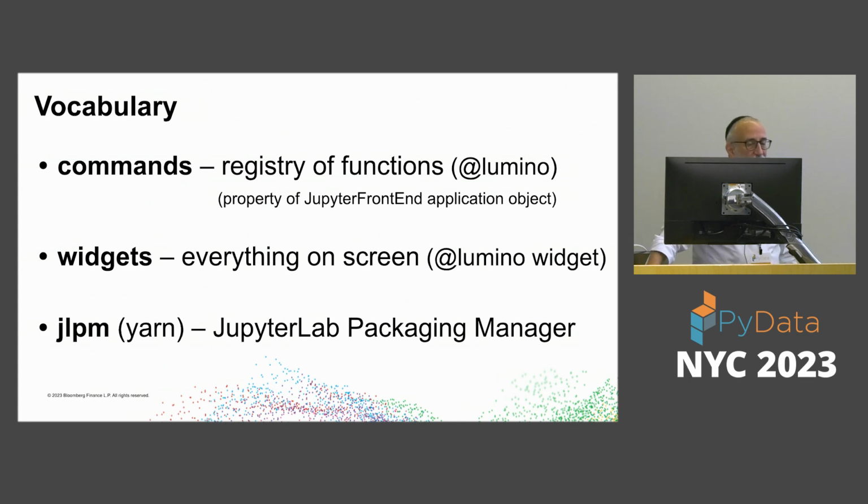The Lumino package scope has a concept of a command registry, and this is utilized inside the Jupyter front-end application. It has a property called commands, and that is a command registry. It's basically just a list of command names associated with functions, but it's the way that you can set up various functions that can be called anywhere within JupyterLab by accessing the command registry. A widget is basically everything you see on the JupyterLab screen. They're all derived from Lumino widgets, and JLPM stands for the JupyterLab Package Manager, which we'll be using in the tutorial. It's basically Jupyter's version of the Yarn package manager.